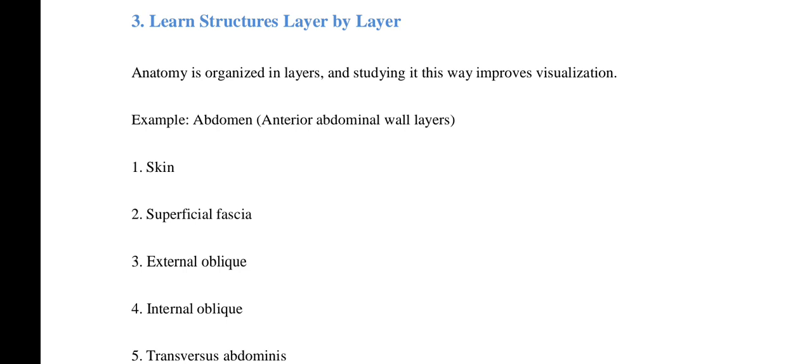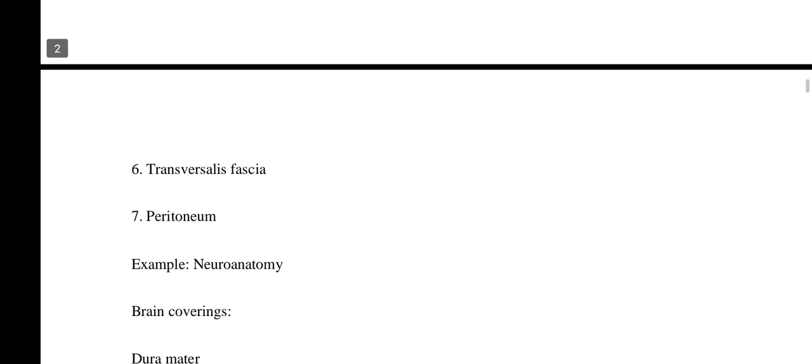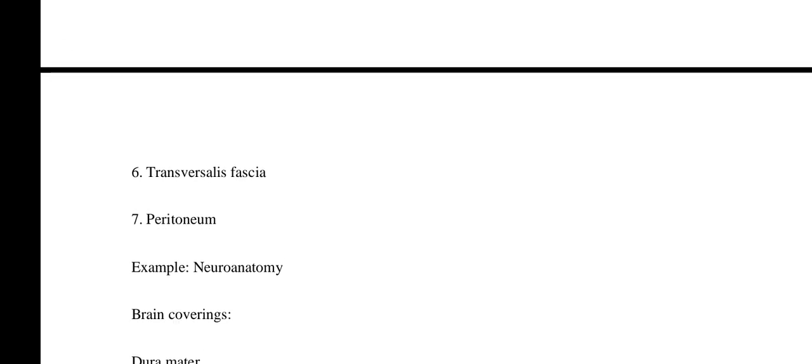After this layer comes this layer, after this layer comes this layer. For example, another one is in the scalp. The scalp, SCALP. You start with the skin, the connective tissue, the epicranial aponeurosis, the loose areolar tissue, then the pericranium. This way, you are able to easily remember.